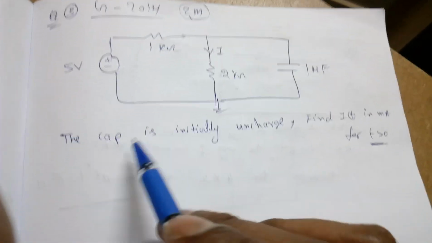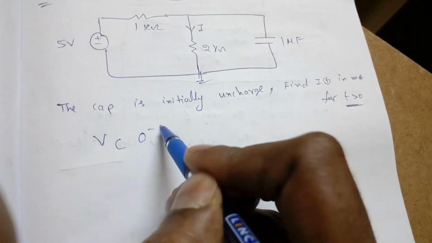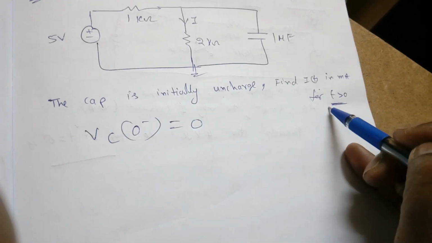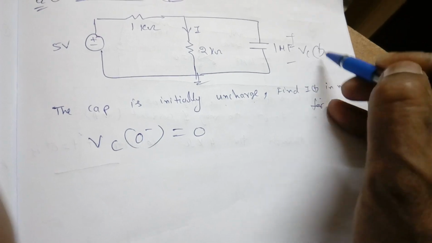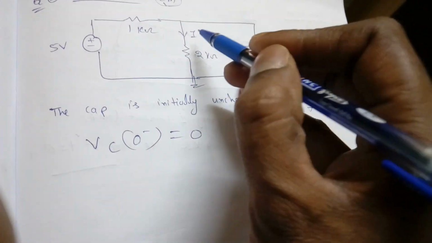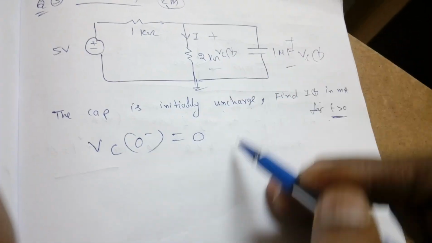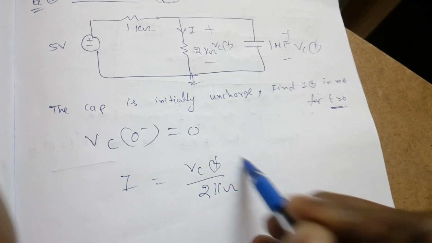He mentioned the capacitor is initially uncharged, that means Vc of 0 minus equal to 0. Find I of t in milliampere for t greater than 0. Actually they should ask what is Vc of t for t greater than 0. Now we know once we find this voltage, suppose this is the parallel voltage Vc of t, so what is I? Vc of t by 2 kilo ohm is I. So we will find Vc of t.